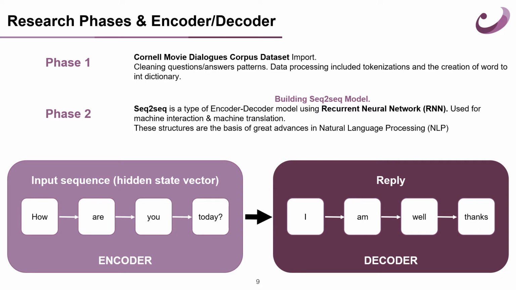Sequence-to-sequence is a type of encoder-decoder using RNN, recurrent neural network. It can be used as a model for machine interaction and machine translation.